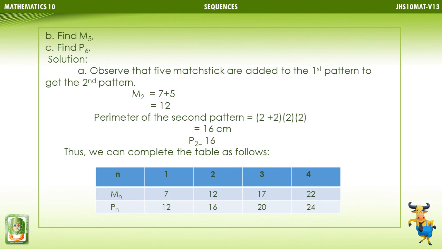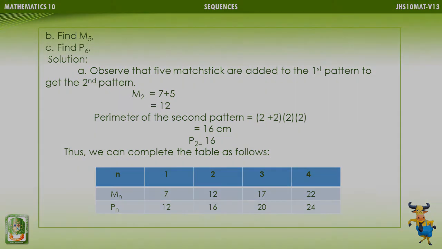Solution. A. Observe that 5 matchsticks are added to the first pattern to get the second pattern. M sub 2 equals 7 plus 5 equals 12. Perimeter of the second pattern equals 2 plus 2 times 2 times 2 equals 16 centimeters. P sub 2 equals 16. Thus, we can complete the table as follows.